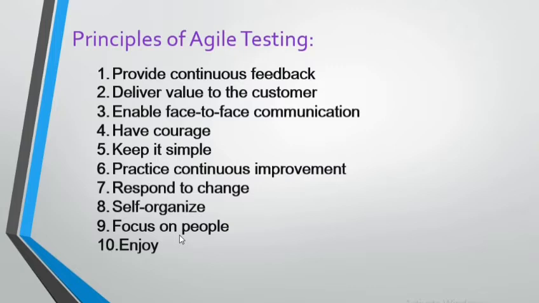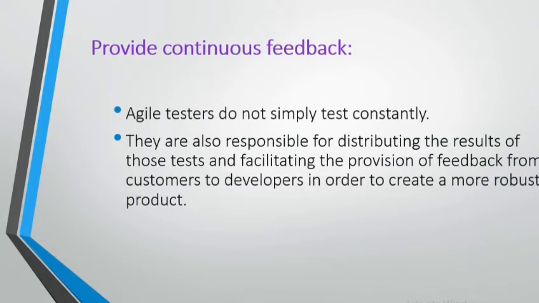Okay, let me move on. Provide continuous feedback. Agile testers do not simply test constantly. They are also responsible for distributing the results of those tests and facilitating the provision of feedback from the customers to developers in order to create a more robust product. We get the continuous feedback from the customer and deliver the successful product. So this is one of the important principles, and we go for the next principle.